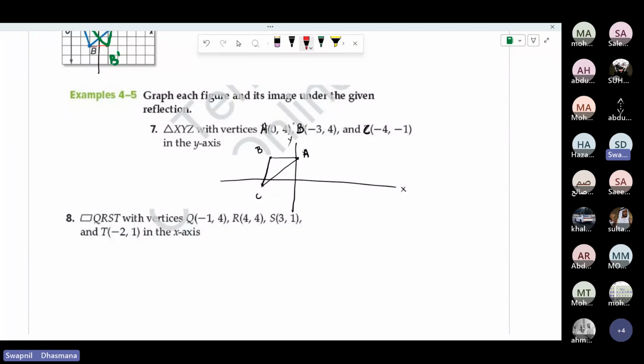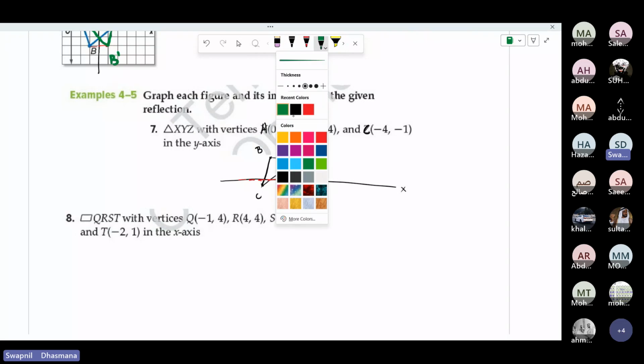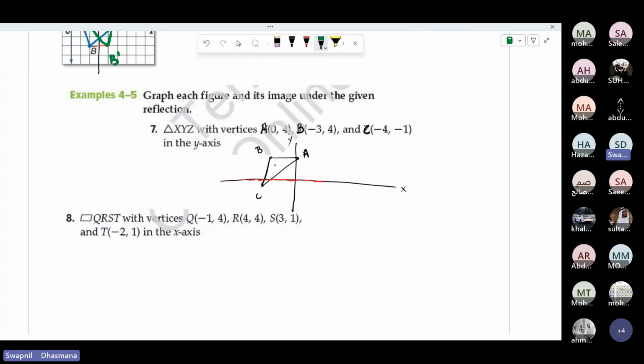Now, if we reflect it across the y-axis, this is the mirror. So obviously now I hope this should be easier for you. This will be reflected here. This point will be reflected here. And this point will be reflected here. It's just on the other side. So this is C dash, this is B dash, this is A dash. Dash means image. Any questions, is this clear?